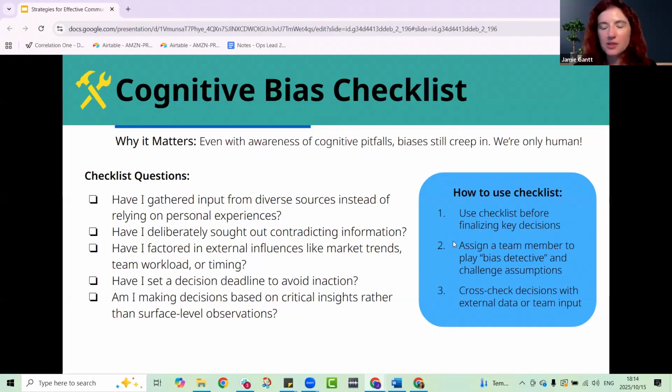So this is another one of those things. The prioritization matrix and the cognitive bias checklist, these are things that you could literally have printed up and handy if you ever need to use them, just to go through and work things through in your mind before you move forward with anything.